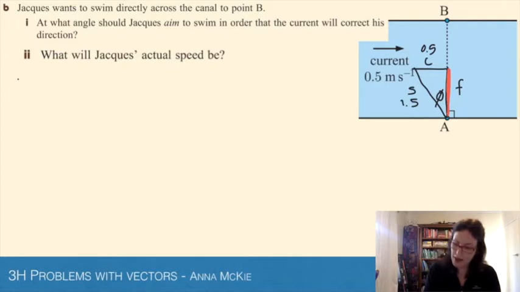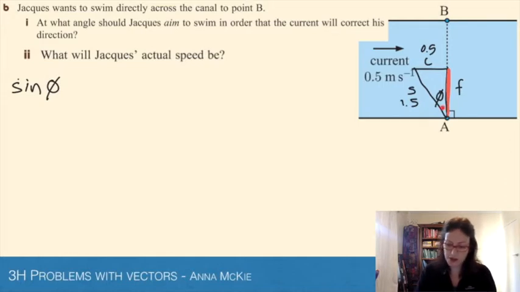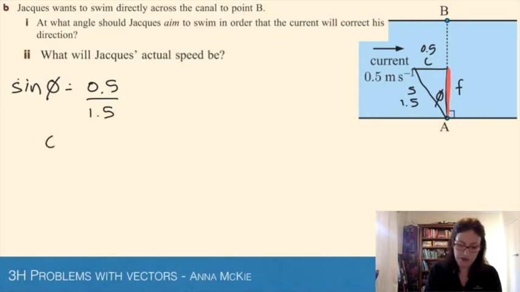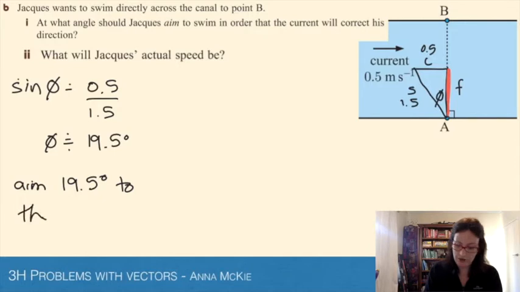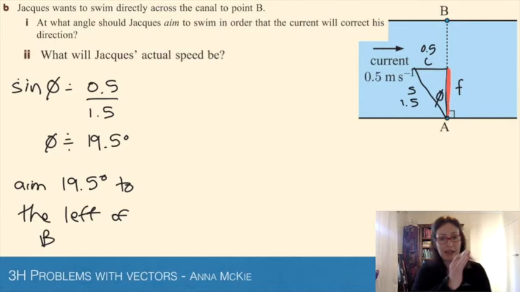So to work out this, the angle, we're actually going to use sine this time. Now sine is opposite over hypotenuse. So the opposite side is C and the hypotenuse is S. So for that we've got 0.5 over 1.5. Using inverse sine, we approximately get 19.5 degrees. So what was the question? At what angle should he aim in order that the current will correct his direction? Aim for 19.5 degrees. In which direction? To the left of B. So that's what he needs to aim for.